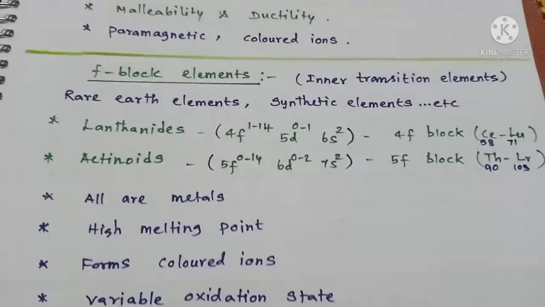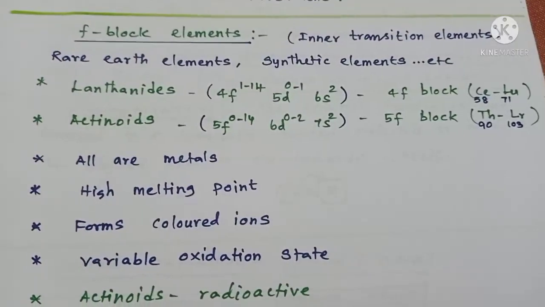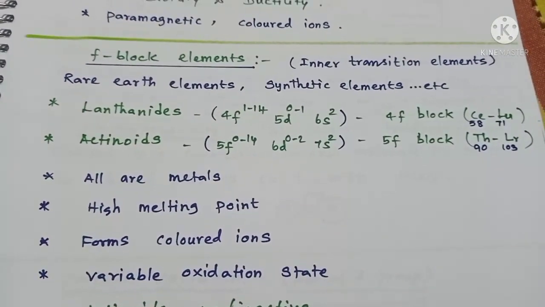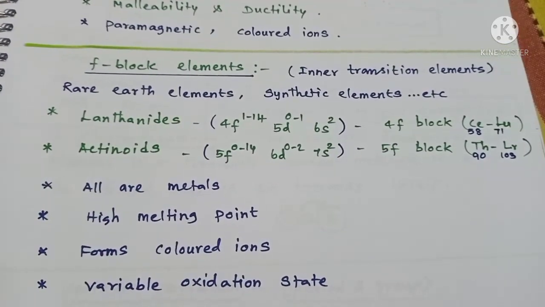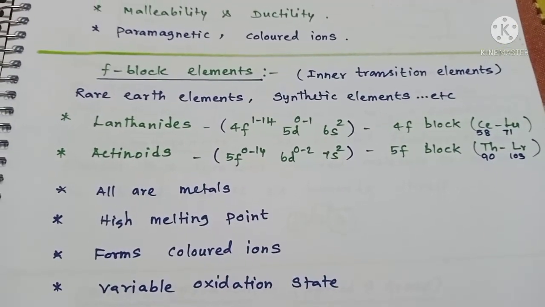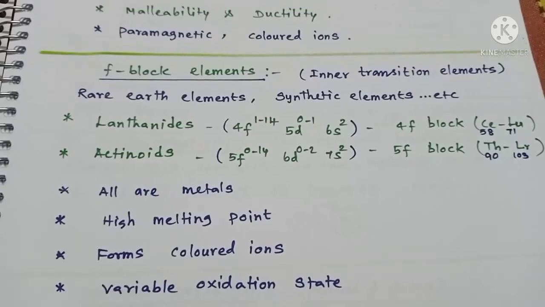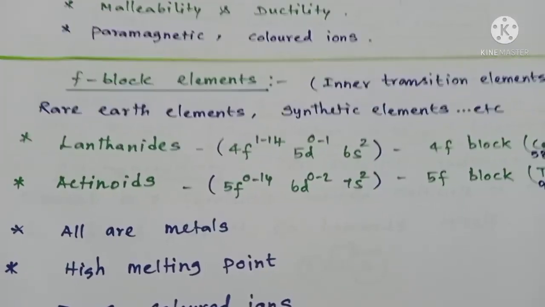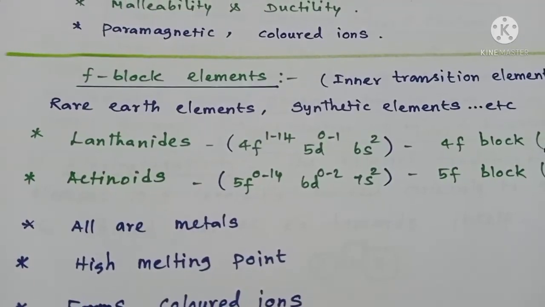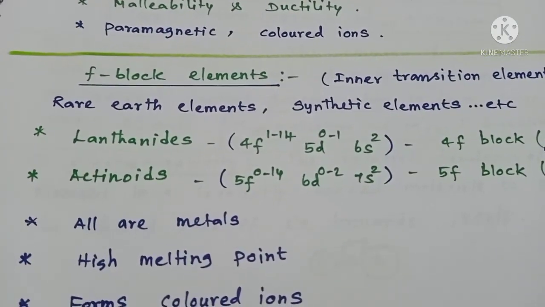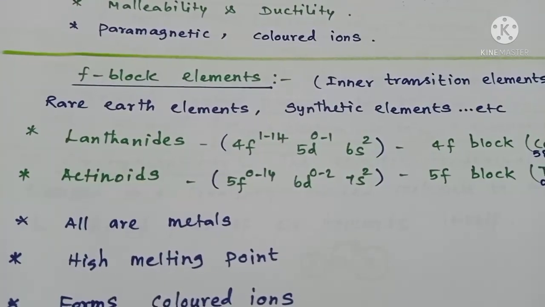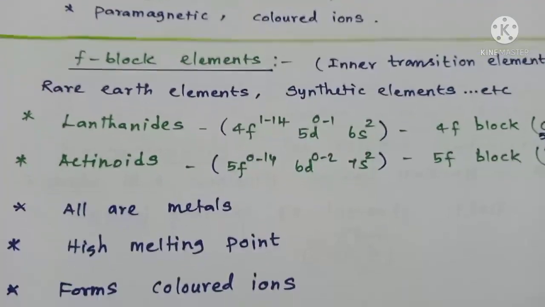The last type of elements is nothing but F block elements. These are also called inner transition elements. The other names for F block are rare earth elements and synthetic elements, etc. So they are found rarely. They have minimum occurrence in the earth's crust, so they are also called rare earth elements. And many of the F block elements, particularly the second row F block elements, are synthesized only in the laboratory. They are not found in the earth, so they are commonly called synthetic elements or artificial elements also.